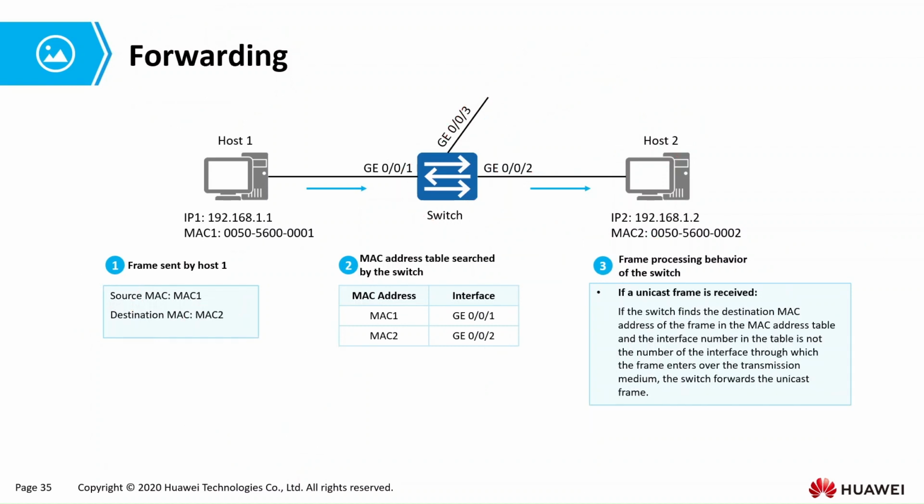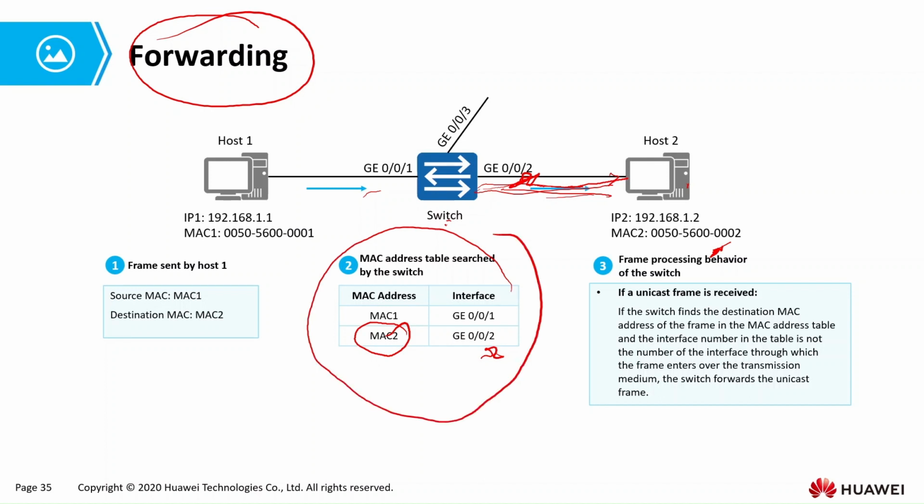The next scenario is when the switch will forward. For example, if MAC address 2 exists in my table and I can find it, and I want to send to MAC address 2, I have to go through G002. So I just send the frame to host 2. In that scenario, the switch just forwards your data because the entry exists in your MAC address table.